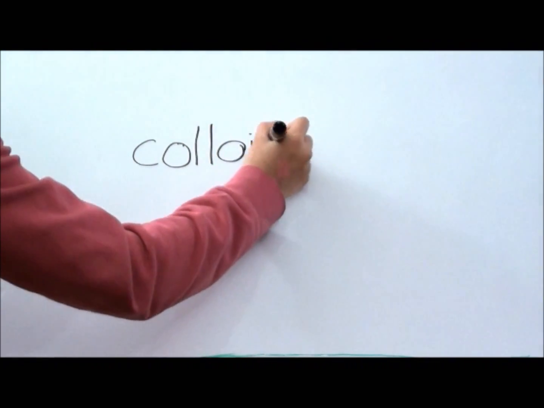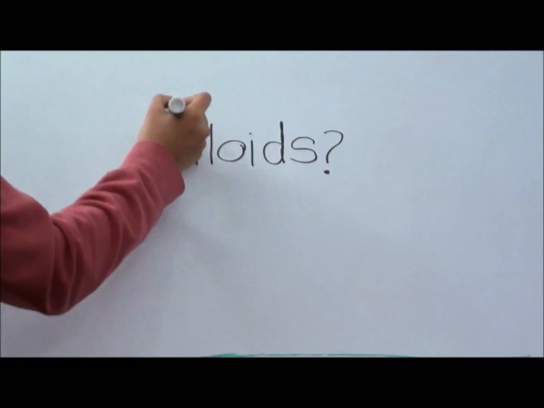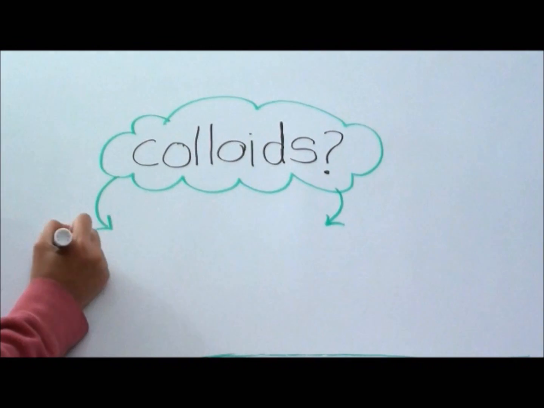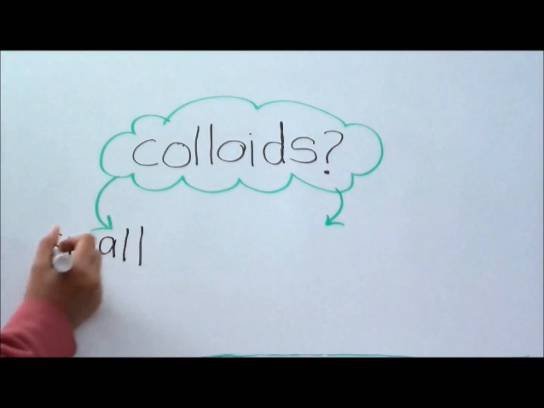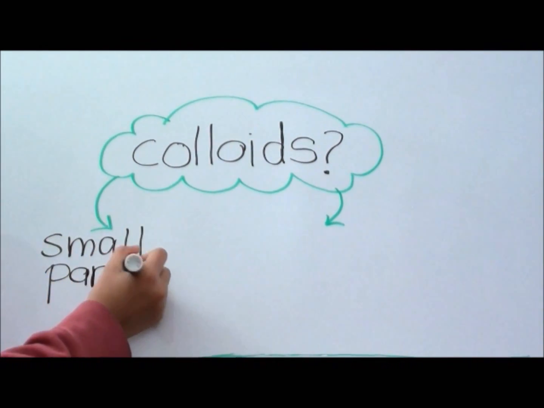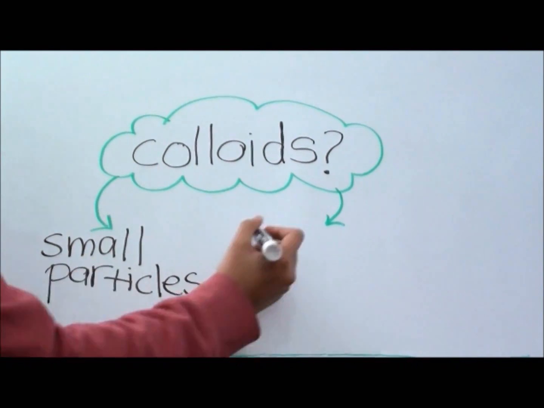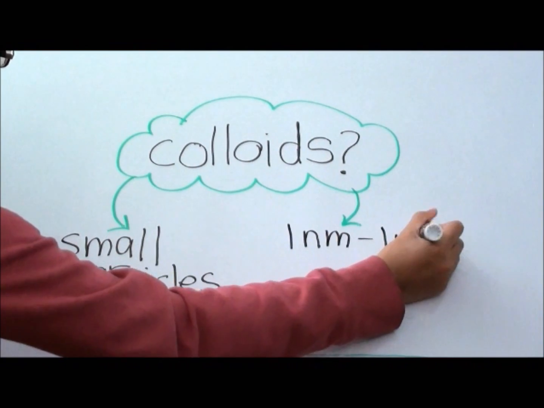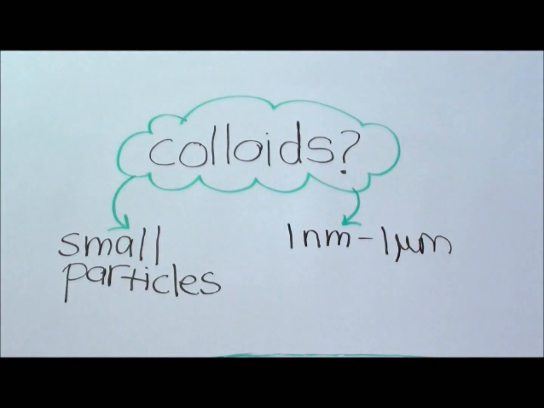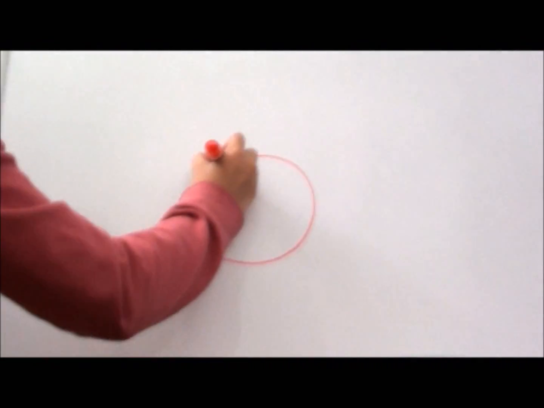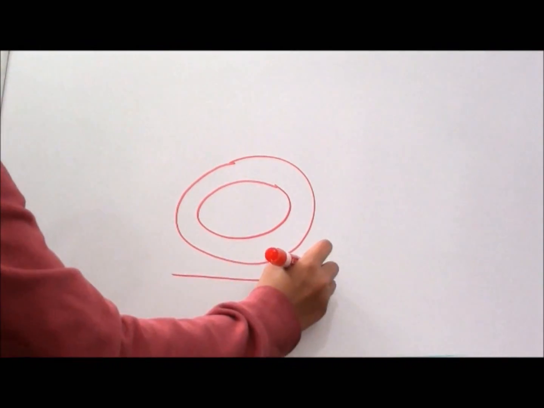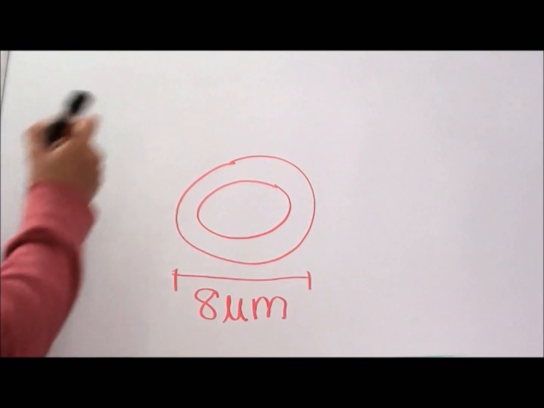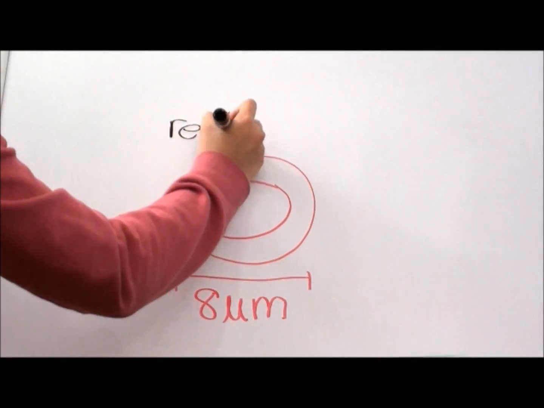What is colloid? Colloids are any particles that are very small, with linear dimension between 1 nanometer to 1 micrometer. The size of a red blood cell is about 8 micrometers. Imagine that the size of colloids is way smaller than this.